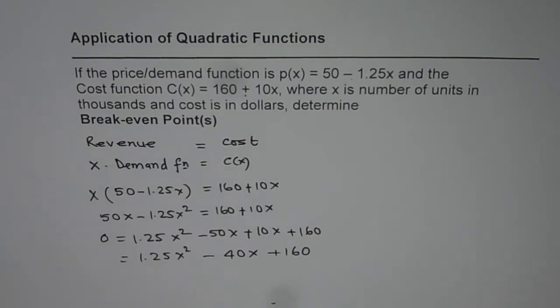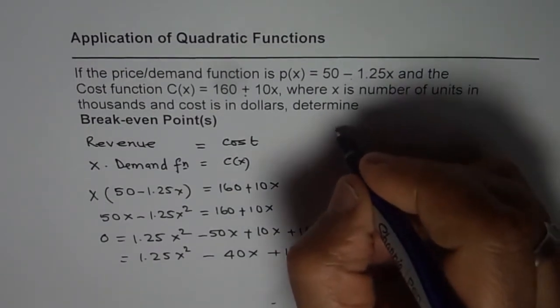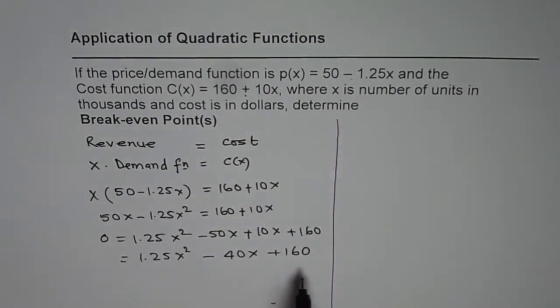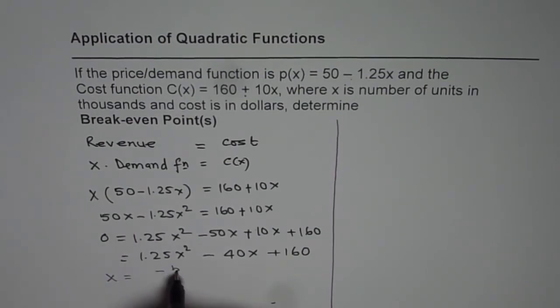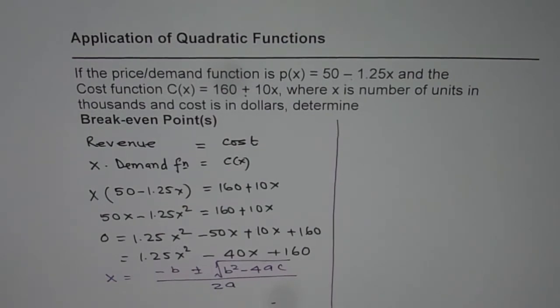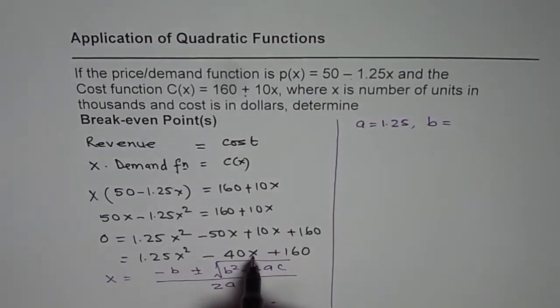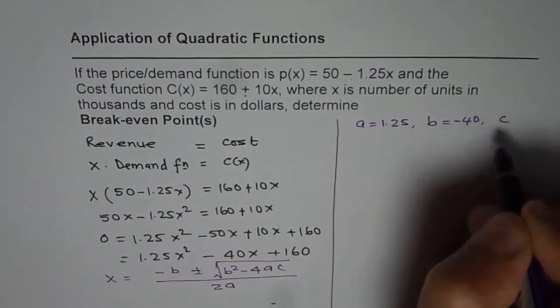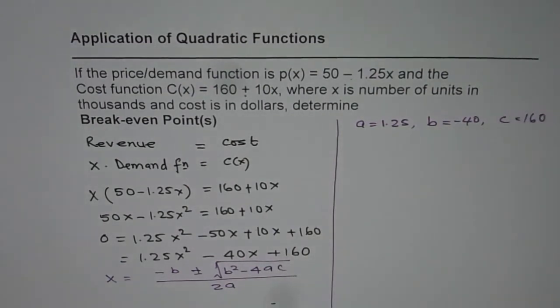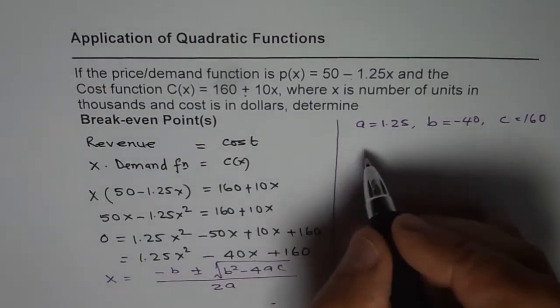Now let us solve this quadratic equation using the quadratic formula. That is probably a good way of solving. The quadratic formula, as you remember, is x = (-b ± √(b² - 4ac)) / 2a, when the equation is given in standard form. In this particular case, a equals 1.25, b is the coefficient of x, which is -40, and c is equal to 160. So substituting these values, we can find the break-even point.